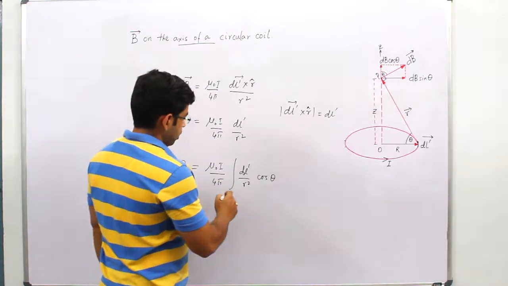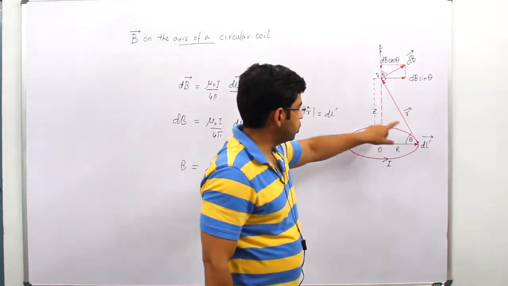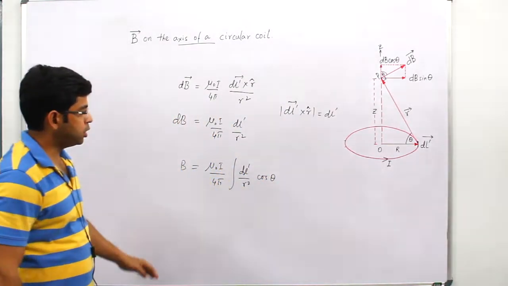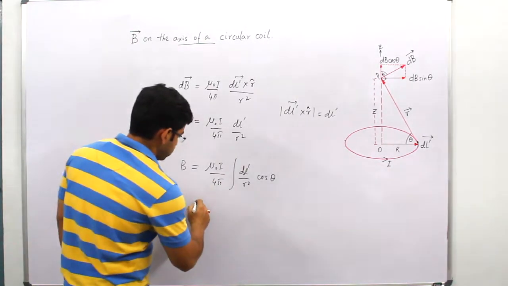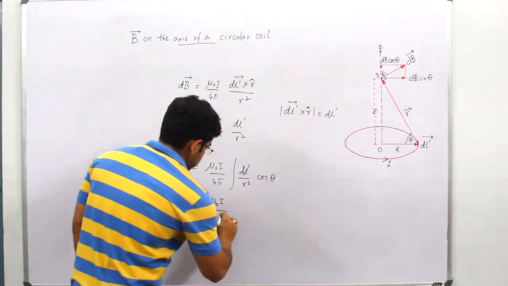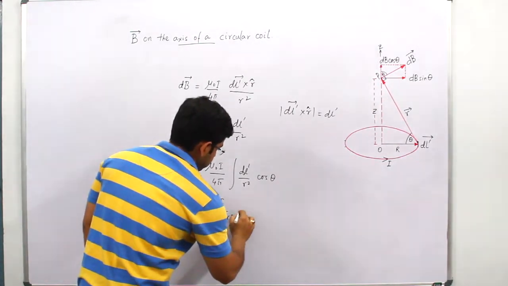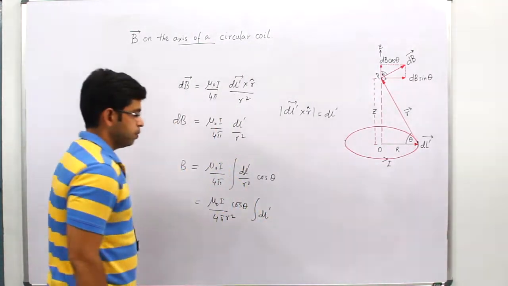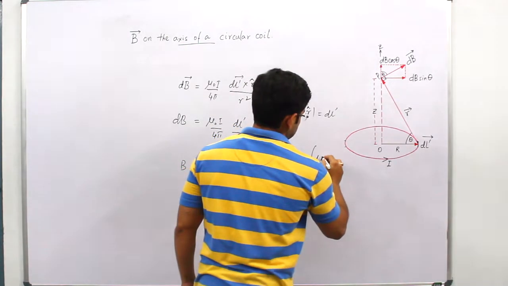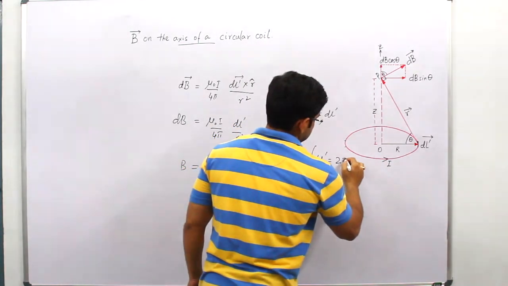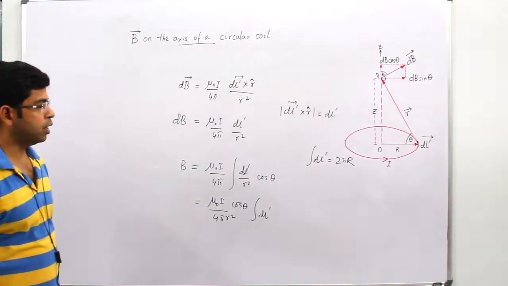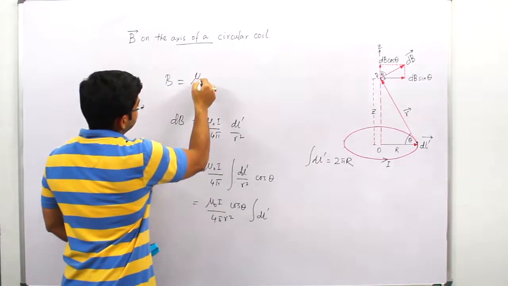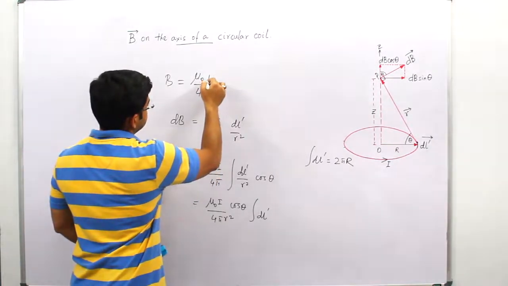Now you see, as the integration will be carried out only over the circular coil, this cos theta and r square are constant as far as the integration is considered. So we are only left with the integral of dl prime, and this integral of dl prime is simply 2 pi R, where R is the radius of the circular coil. So the total field B will be simply mu 0 by 4 pi I.